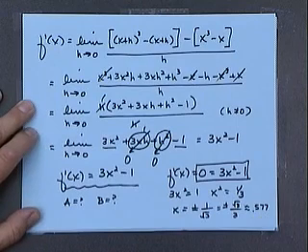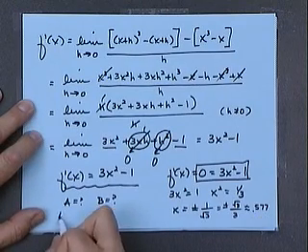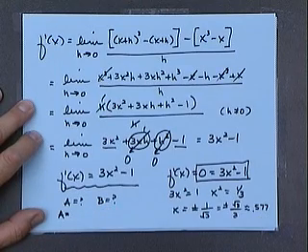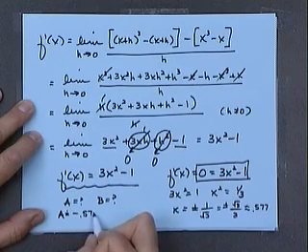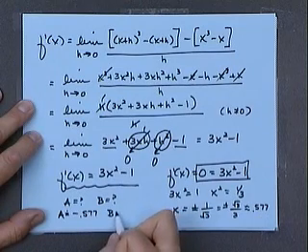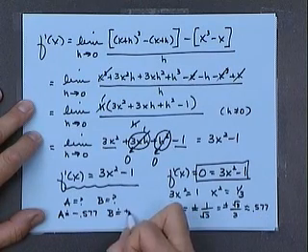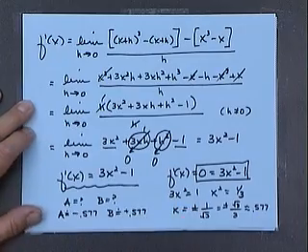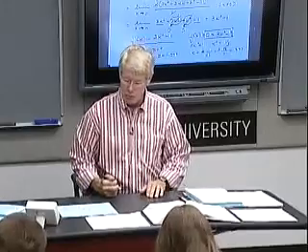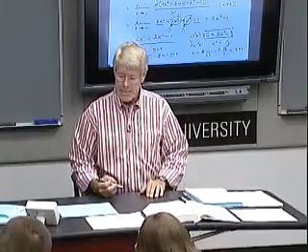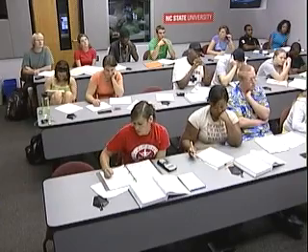So back to our graph of A and B, that little parabola that opened upward. A apparently was the one on the left, negative 0.577, and B was positive 0.577. So once we have the actual function, we can find those numerical values. We're not that far away from this.